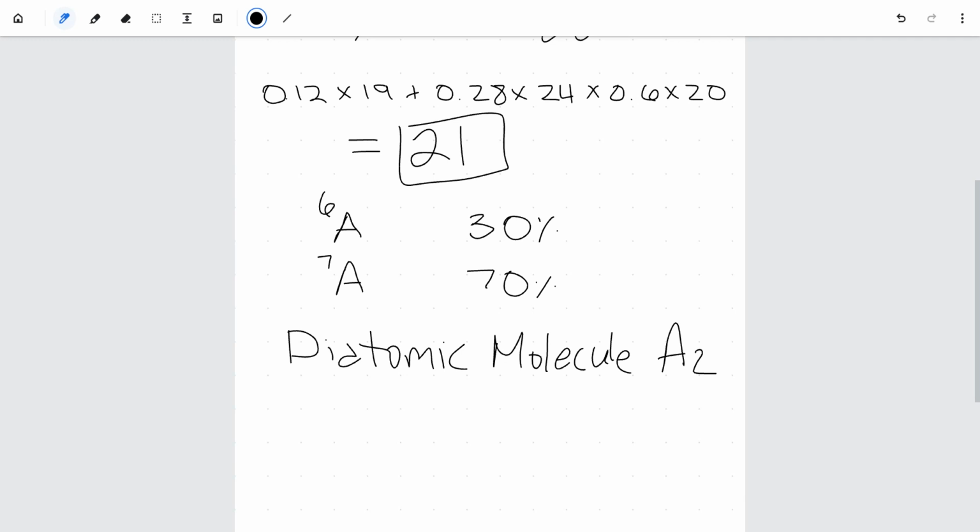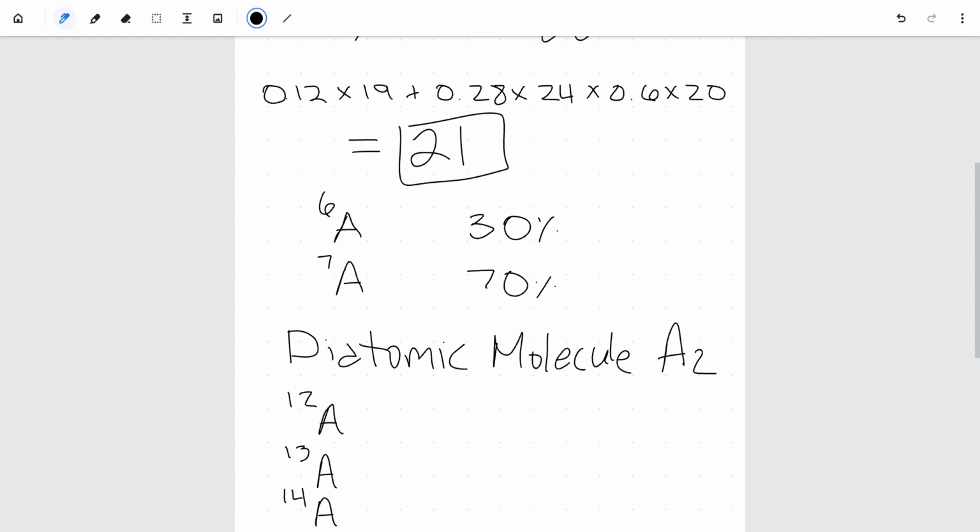And so the first weight would be a mass of 12, because you just add 6 and 6 and you get 12. The second one will be 13, because this would take in one with weight 6 and one with weight 7. And then the third one is 14, because it's two elements of atomic mass of 7.